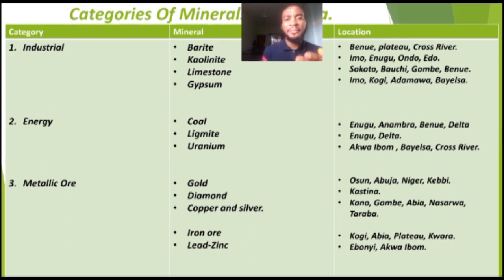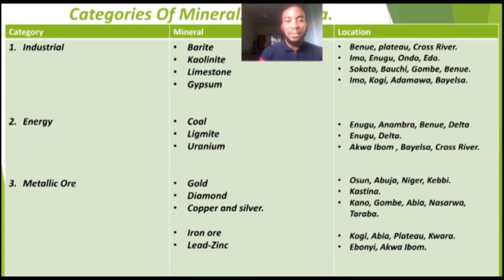You have energy. You have coal, lignite, uranium. Now coal, you can get it in Enugu, Anambra, Benue, Delta. You can get lignite in Enugu, Delta. You can get uranium in Akwa Ibom, Bayelsa, Cross River states. This category is in charge of production of energy or electricity.